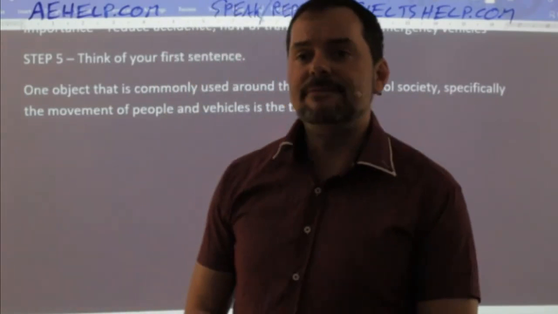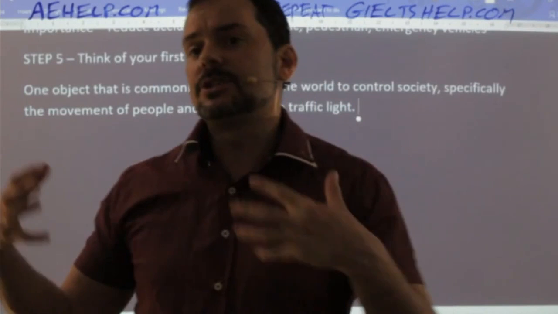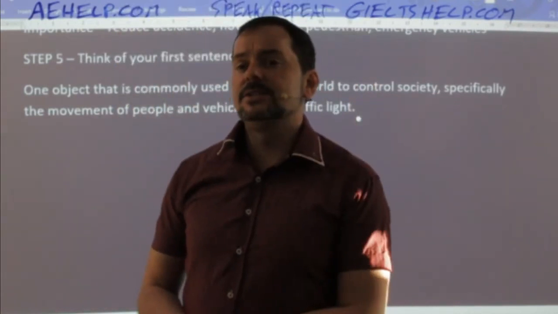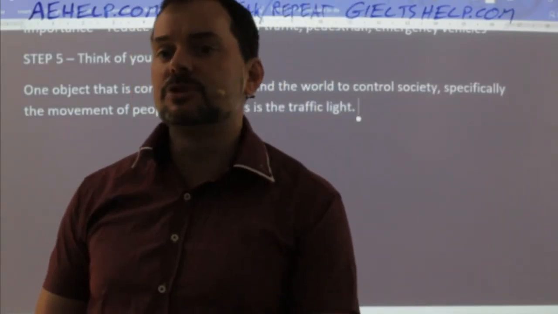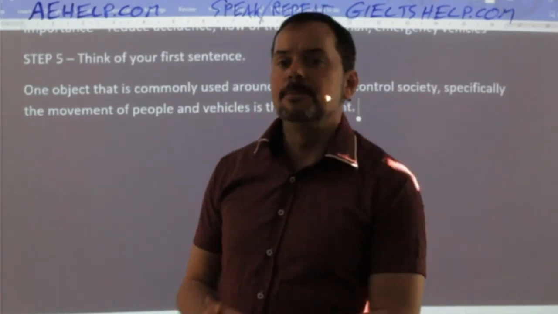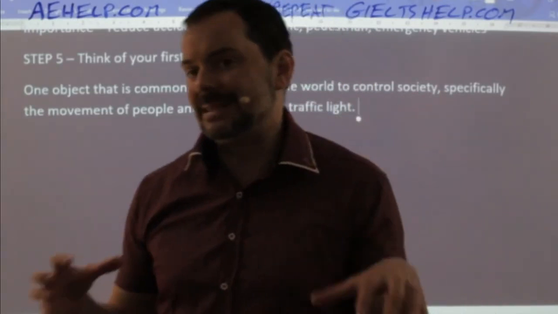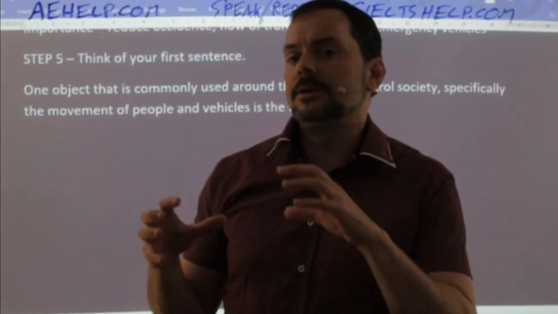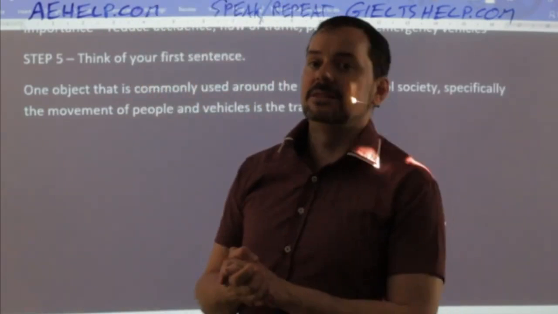Rashika says the traffic light is an object that is used to control society in many parts of the world. Yeah, so be fluent, Rashika, but it's a great start. Saga says the traffic light is a great example of an object which manages people's movements every day. Very good. Not traffic system, Saga, because traffic system is much more complex, way too broad of a topic. Just stick to traffic light.